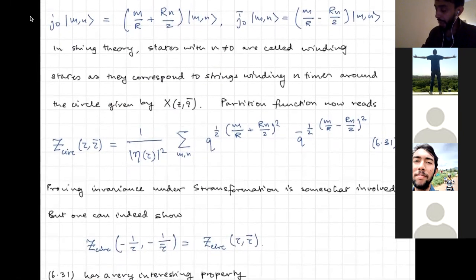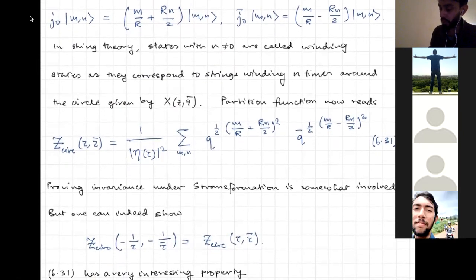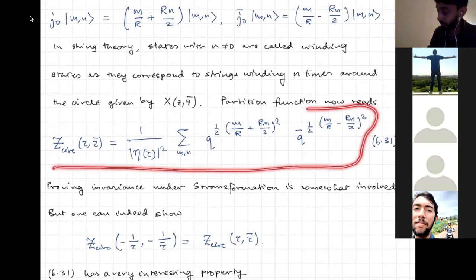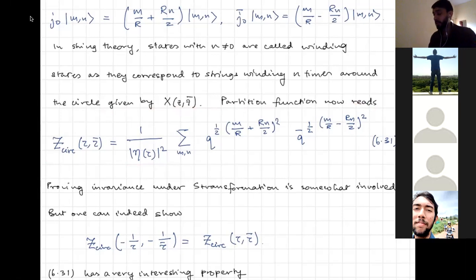So now your partition function, which is now going to be invariant under your T transformations, will be given by this form. And that's nice. So this particular thing is T invariant. Trying to prove S invariance is somewhat more involved, but one can actually show that this is also S invariant.